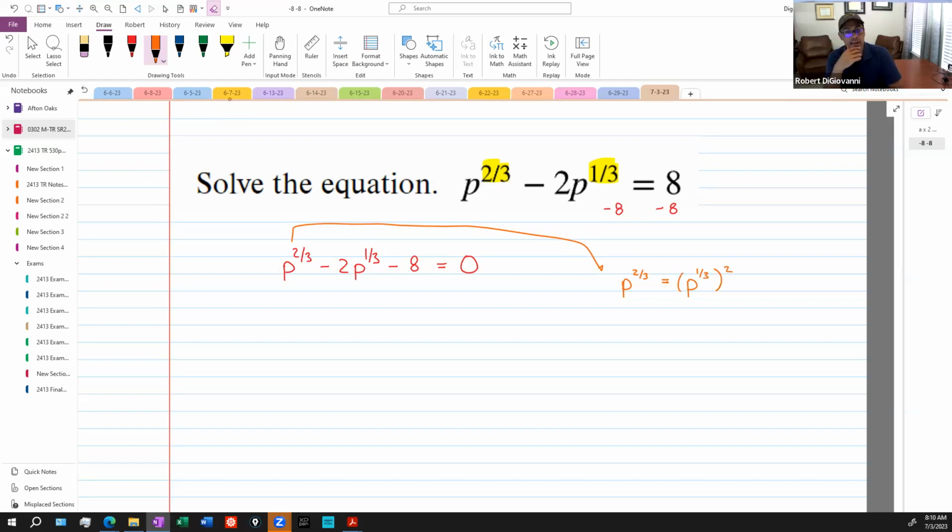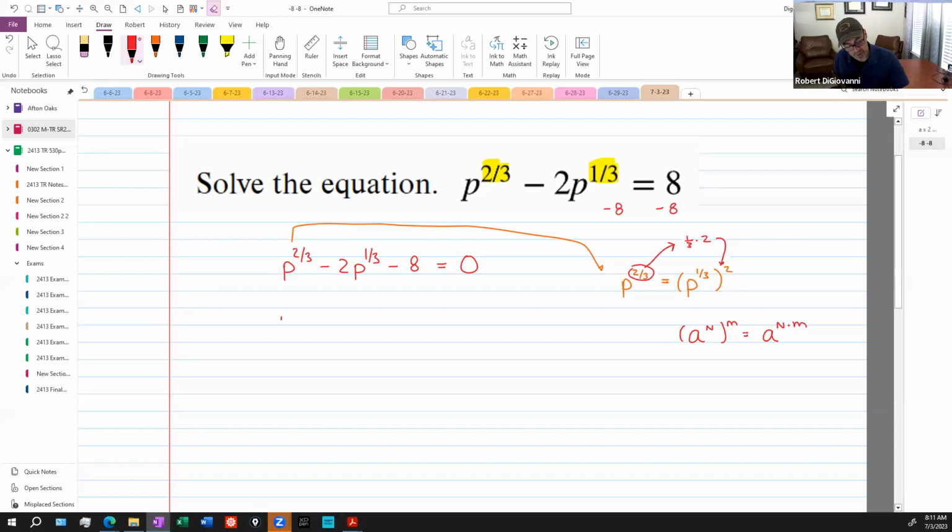squared. And that comes from this property of exponents. If we have a to the n, and then we raise that to the m, we do a to the n times m. So we multiply those two numbers together. So we have to see that this 2/3 can be rewritten as 1/3 times 2. And that's where we get this from. All right, so you have to see that. It's not as obvious as the first problem where you say, oh, look at those two things, they match.